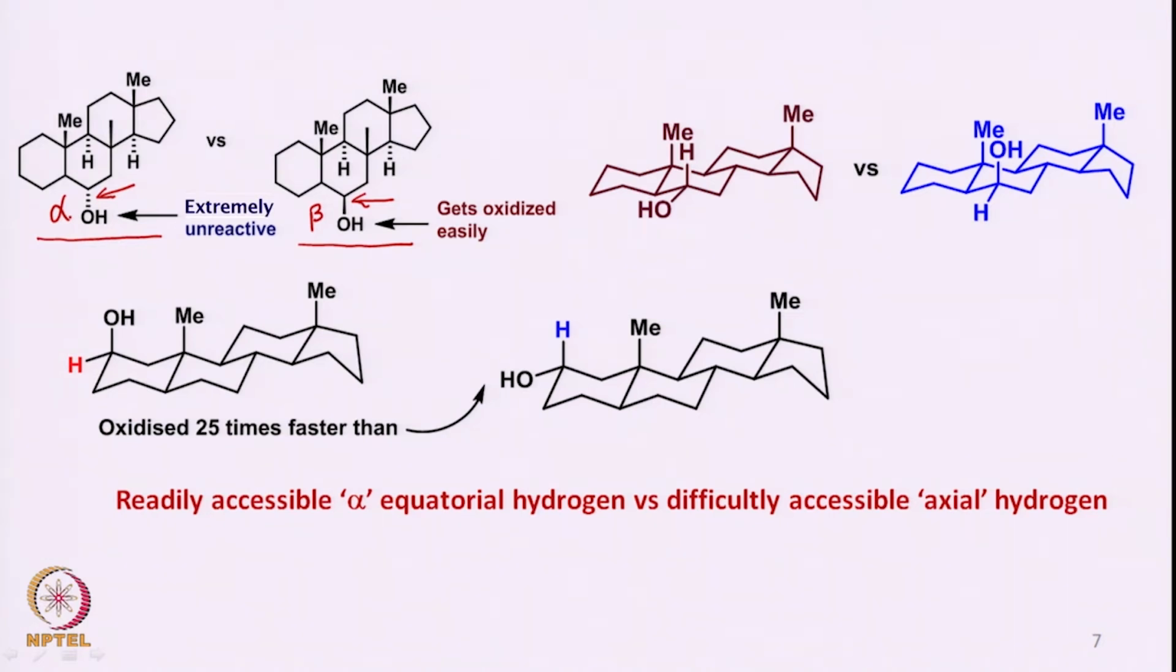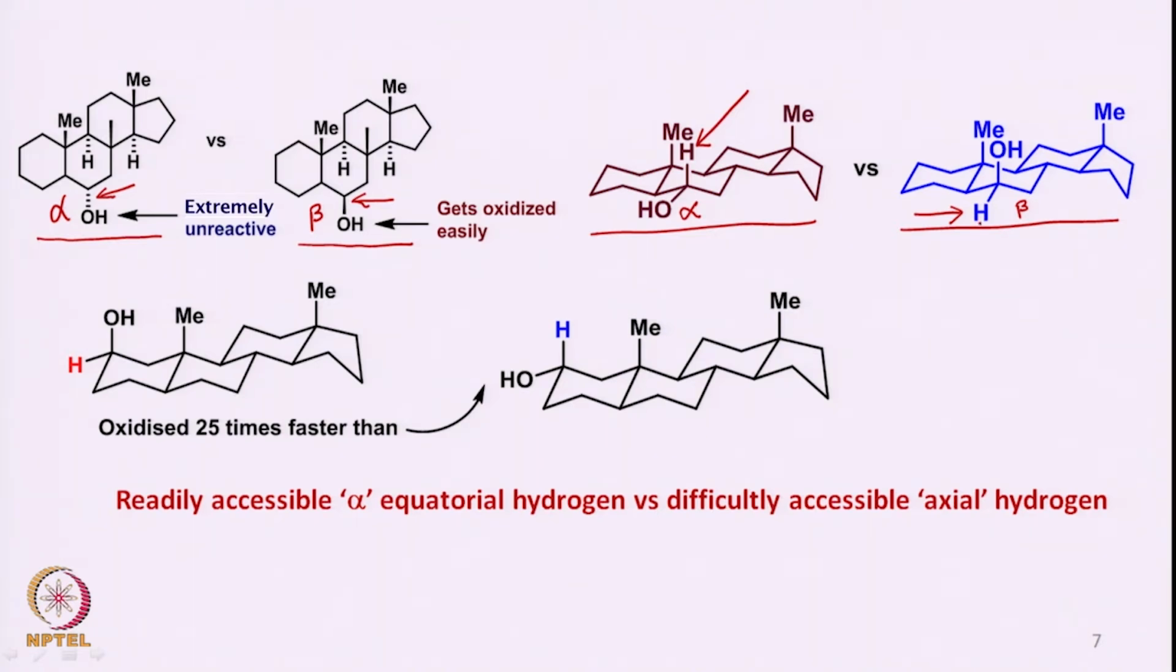Now the reason for that is that if one looks at the conformation of this molecule, this is how the alpha hydroxy one looks like and this is the one where the beta hydroxy group is here. Now when we see alpha hydroxy, the hydrogen which needs to be oxidized is axial, whereas here it is equatorial, and this hydrogen which is axial is highly sterically hindered, whereas this hydrogen which is equatorially oriented is less sterically hindered.